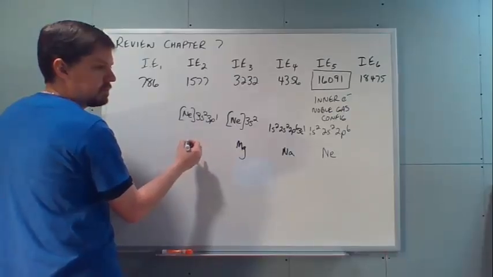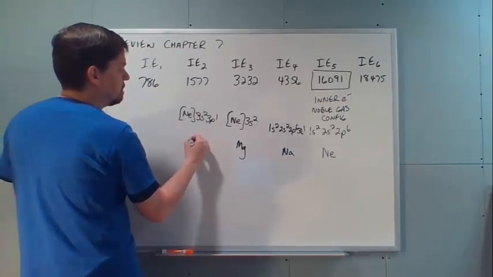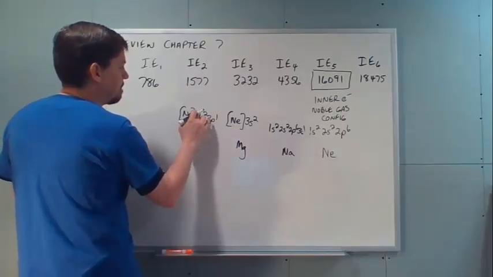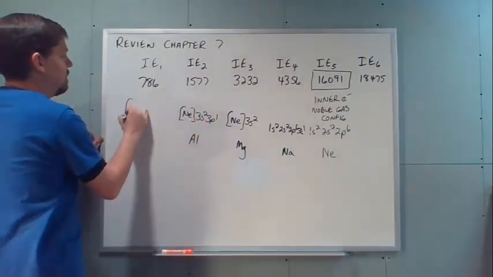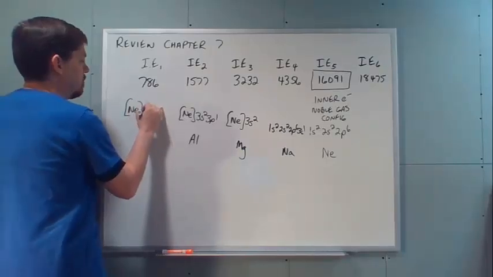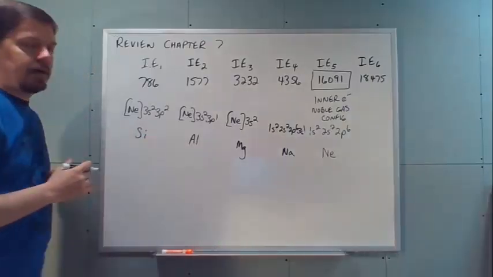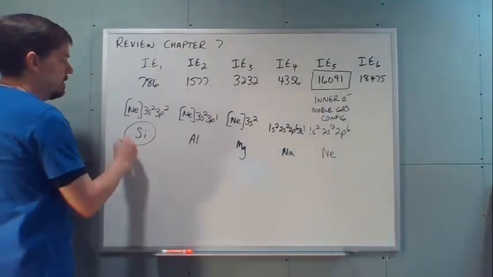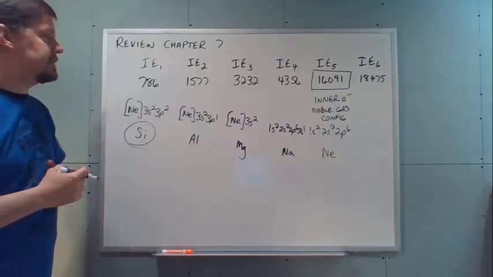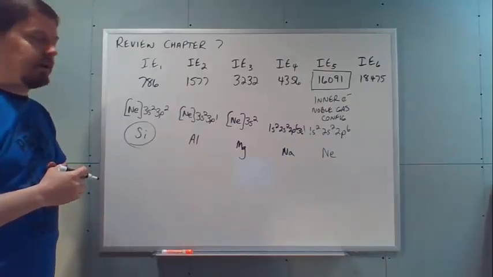right? Which would be aluminum. And then the one before that is going to be neon 3s2, 3p2, which is going to be silicon. So my element then that would have these ionization energies is going to be silicon, right?